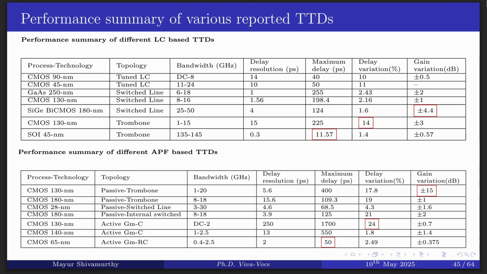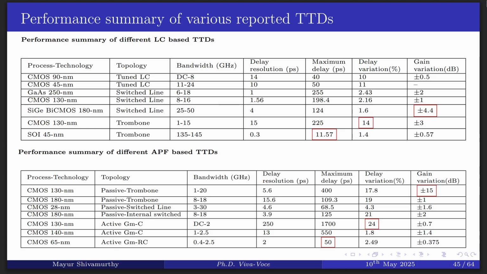Though some of the architectures in a trombone topology offer a lower delay variation and gain variation, they have a minimum delay range, that is a maximum delay of up to 11.57 picoseconds. Coming to the summary of the APF based TTD, the gain variation is around plus or minus 15 dB and the delay variation is around 24%. And in some of the architectures, though there is a minimum delay variation and gain variation, the delay range and the maximum delay is only 50 picoseconds.